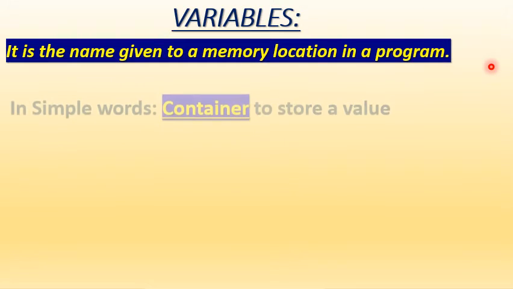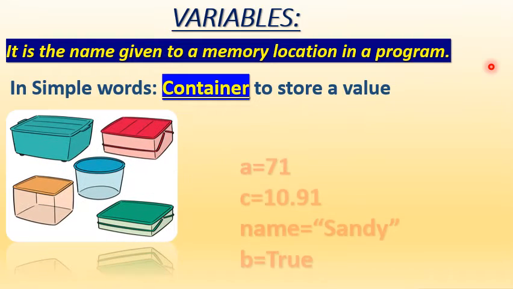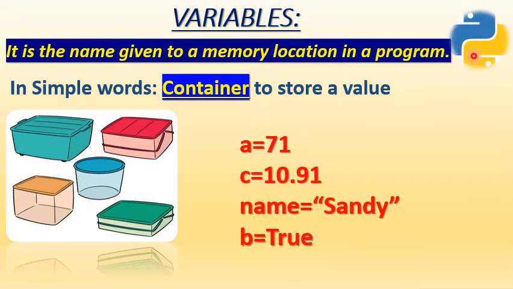Hello everyone. In this video, we are going to learn variables in Python. A variable is the name given to a memory location in a program. Let me make it simpler for you. A variable is a container which is used to store a value. We are going to relate a variable with a container because it is actually relatable.